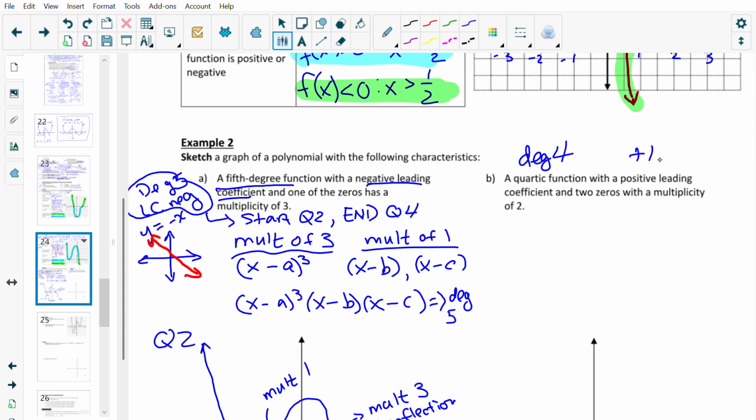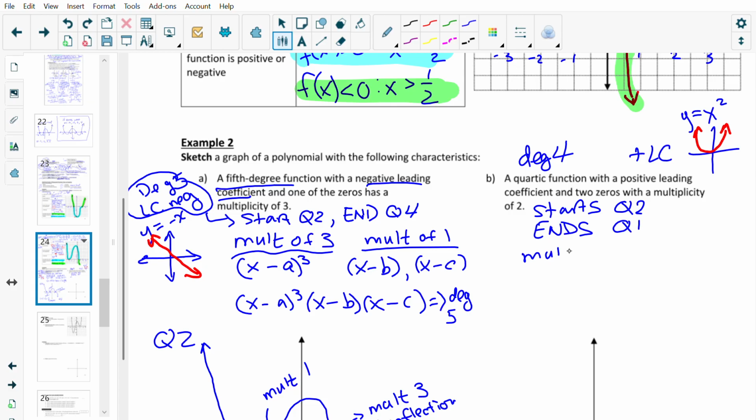All right, let's do part B, a quartic function. So degree of 4 with a positive lead coefficient and 2 zeros with a multiplicity of 2. Let's take care of quartic and positive lead coefficient. So degree of 4, what's our cousin? So y equals x squared. Well, we know it looks like this. Okay, so it starts in quadrant 2. It ends in quadrant 1.